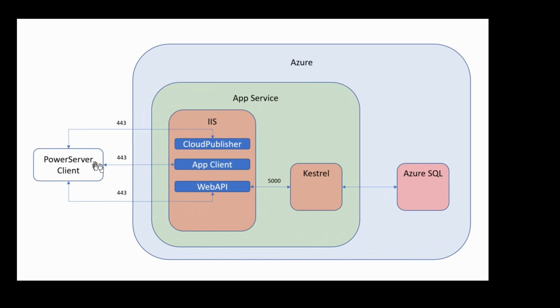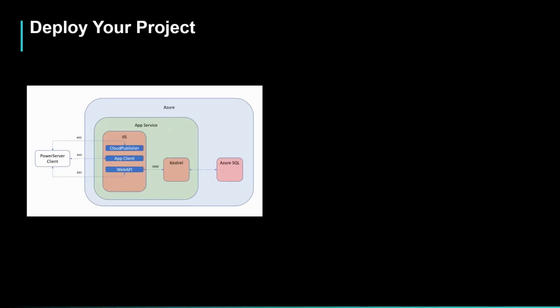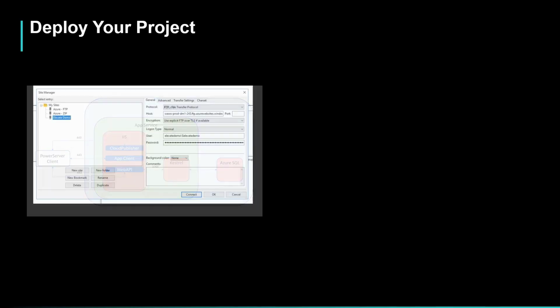And so here's our PowerServer client, and it's working always off of port 443. So it talks to the Cloud Publisher on 443, talks to the app client on 443, and it talks to the web API on 443. And then those are handed off to Kestrel, and then Kestrel talks to the database. Or the web API app in Kestrel talks to the database.